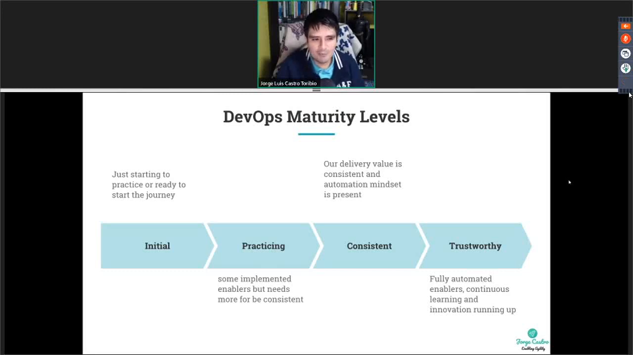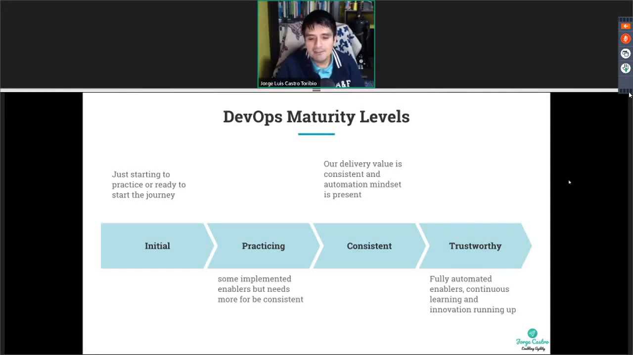The first one is initial, which is basically teams that are just starting with DevOps practices. They are starting a journey. They are new about it, pretty rookie about it. The second maturity level is practicing. In this maturity level, the team is implementing some practices, some enablers, but they need more experience. They know about it, they implemented something, enablers and practices, but they need to continue working on that.